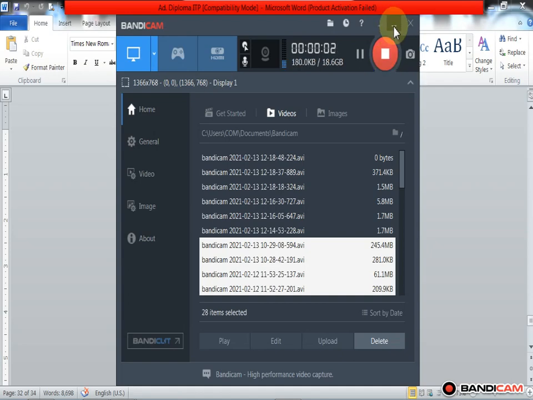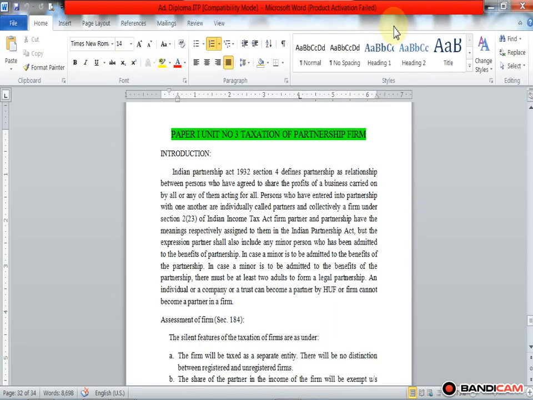Hello students, in our previous lecture we studied the deductions under Chapter 6A applicable for individuals. Under this unit we studied the deductions allowable for individuals from gross total income and the allowable deductions under sections 80C to 80U.